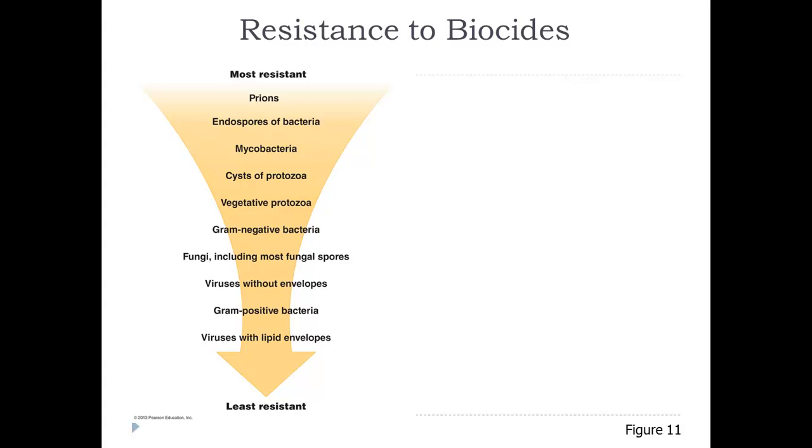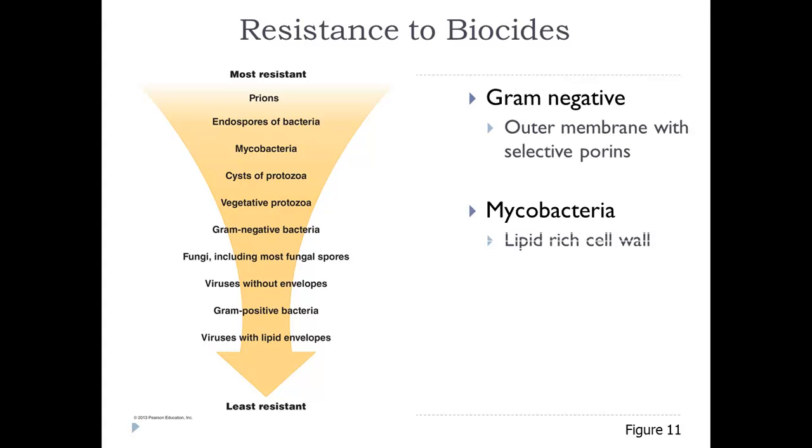Resistance to biocides. This picture shows you the most resistant to least resistant. And of course, at the top of the list is prions. After that, we'll see that it's the endospores. Endospores have that thick spore coat protection. Then come mycobacteria that have a lipid-rich cell wall.